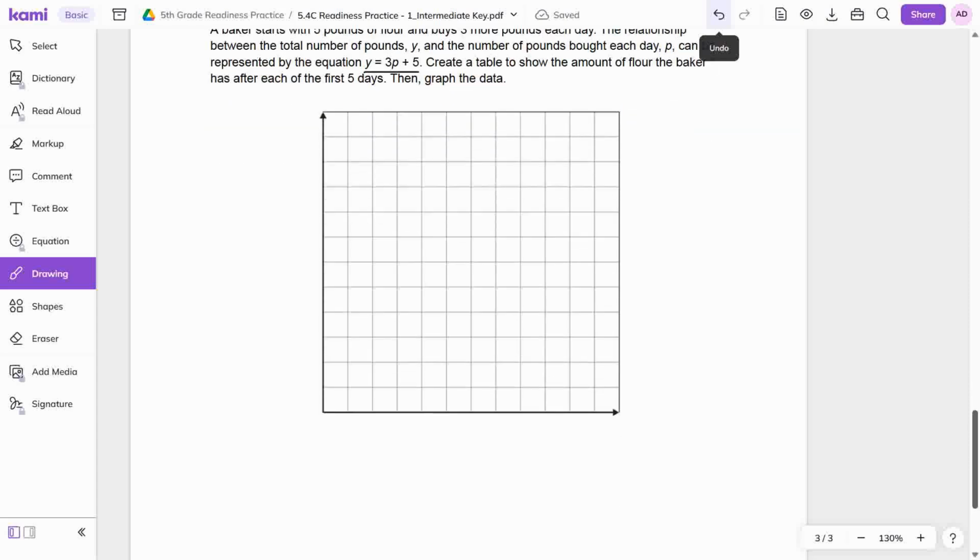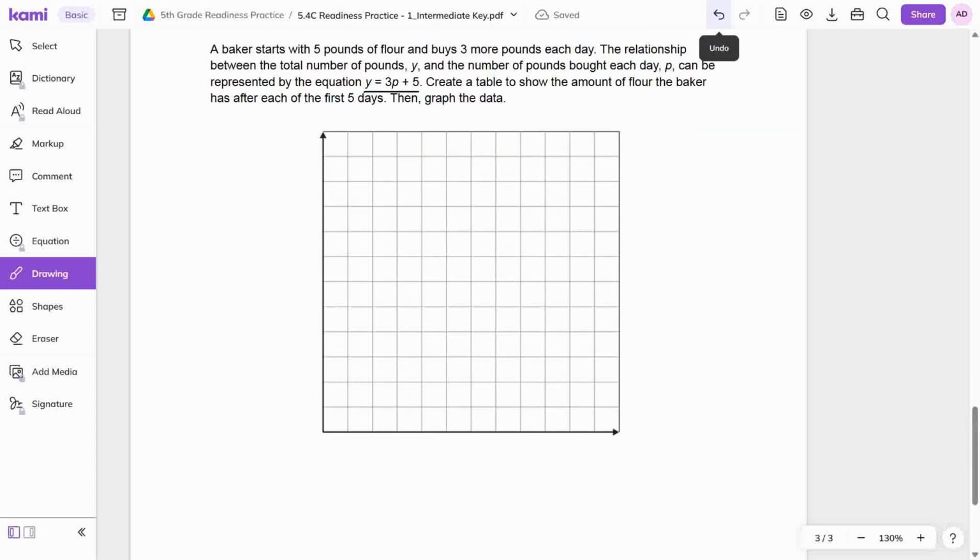So before I label my graph, I'm going to go ahead and create a table because I don't know what my interval needs to be. So here's my rule, and you notice we're going to start with 5 pounds, and then we're going to add that 5 pounds, and then multiply 3 by the number of days. So each total number of pounds y is the 3 times p. So let's put that down here.